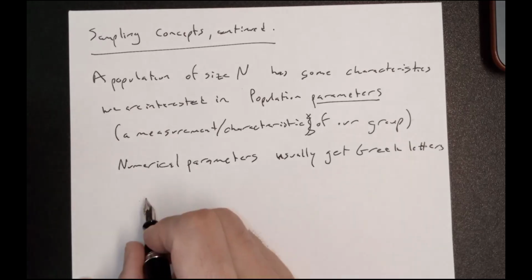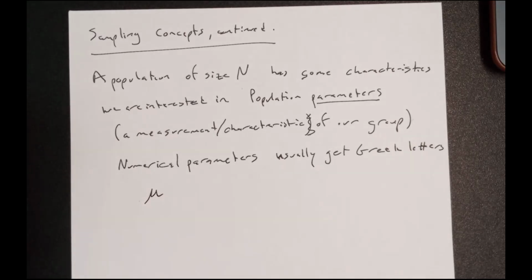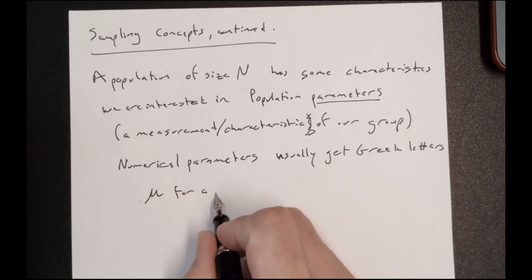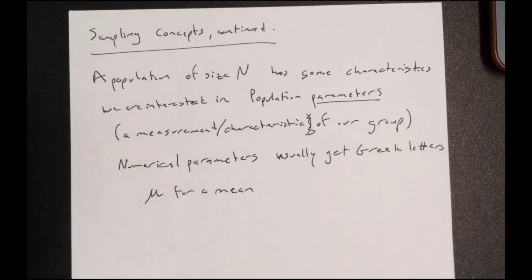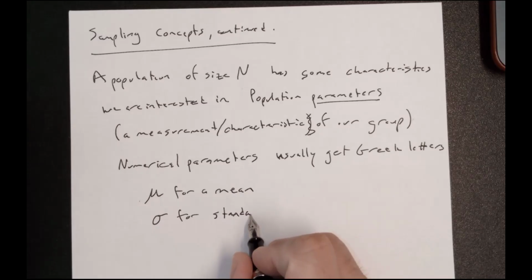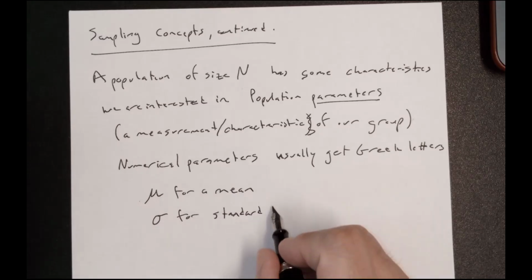So things like mu, the letter M, for an average, a mean. Those of you that have seen some statistical information may or may not have heard that term. Mean is just a fancy word for average. A sigma for a standard deviation. And if you don't know what that term is, I promise I'll define it eventually.